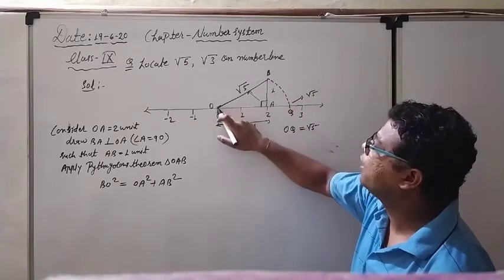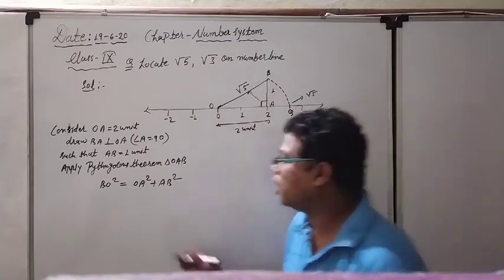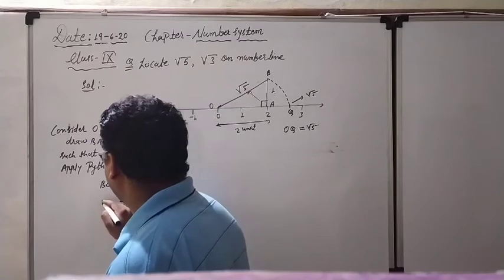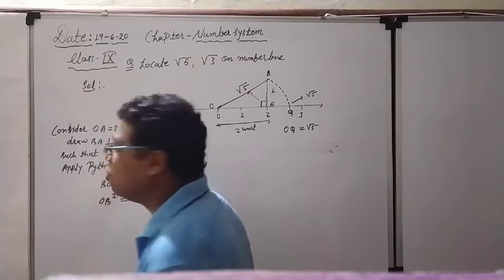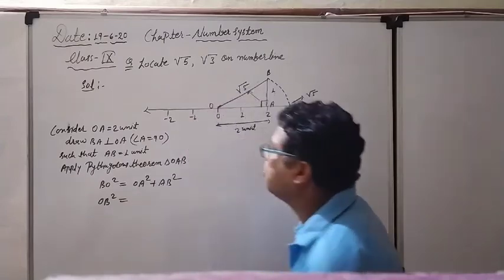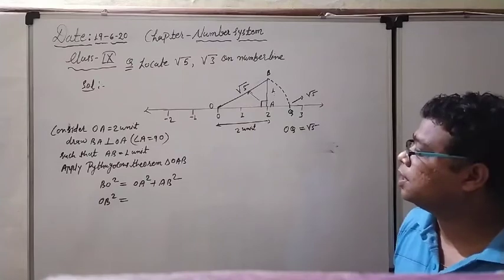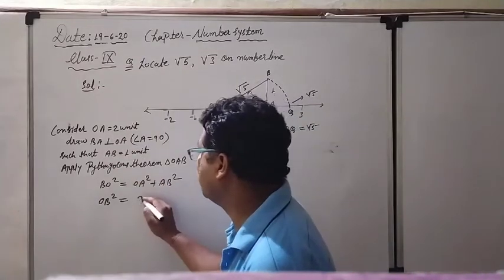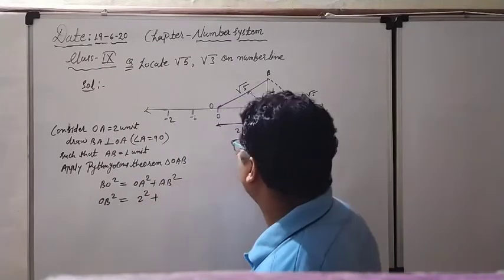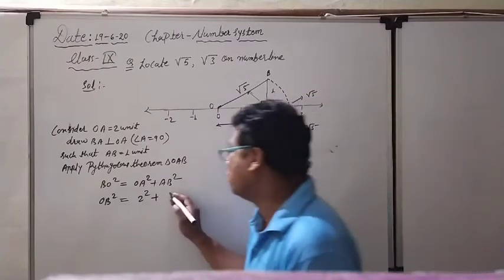Actually we are going to find out the distance of OB. And what is the OB here? OB is the hypotenuse. So right now see, OB square, that is the hypotenuse square, should be equal to OA square. What have I considered OA? I have considered OA equal to 2 units, so 2 square, plus AB square. I have drawn AB 1 unit, that is the perpendicular, so 1 square.